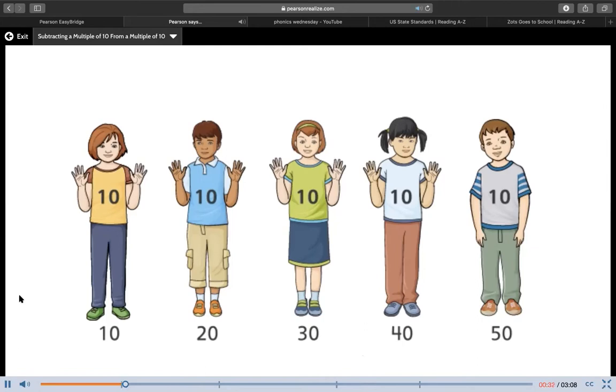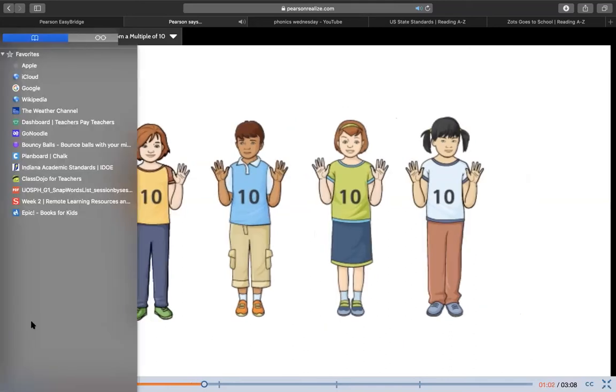Libby thought if you take away one student, 4 students are left. So she counted 10, 20, 30, 40. Jacob thought if you cross out the last person and the numbers that go with him, then it's 40. Marta said if you take away 10 from 50, you get 40. 50 fingers take away 10 fingers leaves 40 fingers. 50 minus 10 equals 40. Now there are 40 fingers.